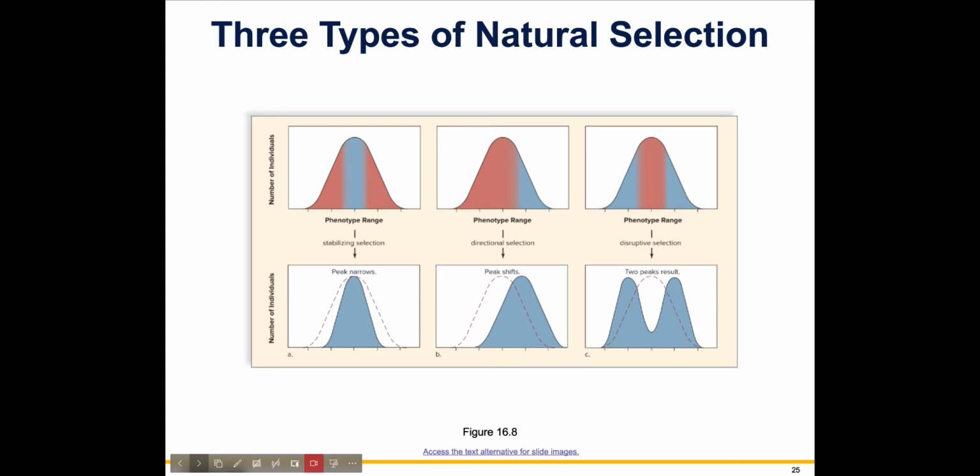And then the least common is our disruptive selection. That's where I have my normal variability. But now I'm choosing the two extremes. If we think back to the original example I gave you with a short plant and a tall plant and a medium plant, instead of choosing the medium stemmed plant, nature's choosing tall and short. So let's get into these.